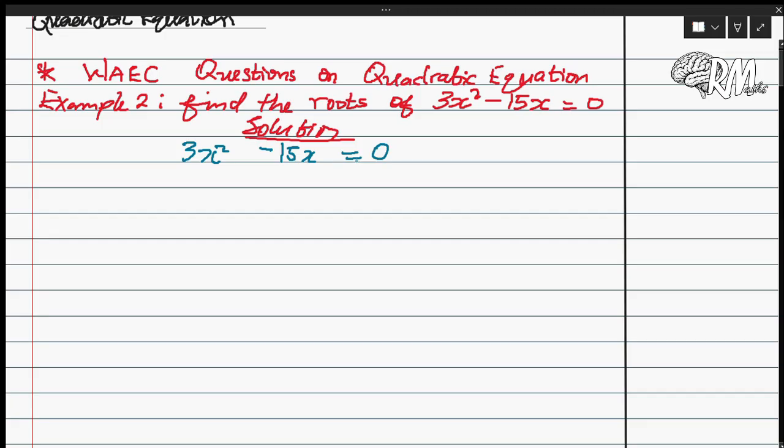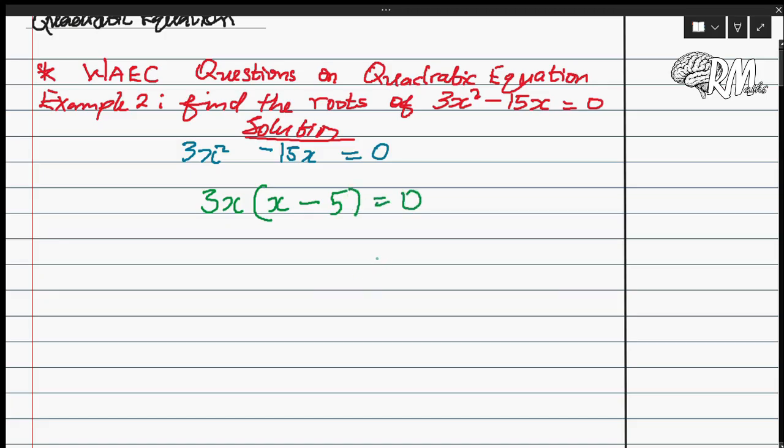This is very simple. I just have to find what is common between 3x squared and 15x. What is common between the both of them? 3x is actually common, so I'll bring out 3x. Then if I remove 3x from 3x squared, it will remain just x. Then minus, if I remove 3 from 15, it will give me 5, and if I remove x from x, that will be just 1. So close the bracket equals 0.